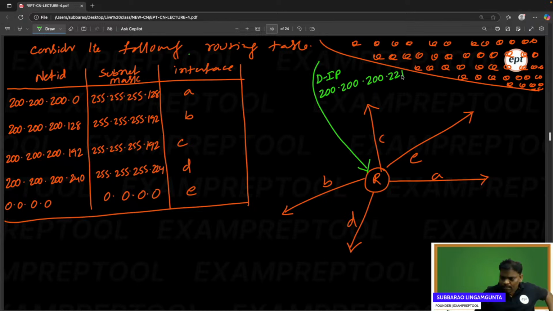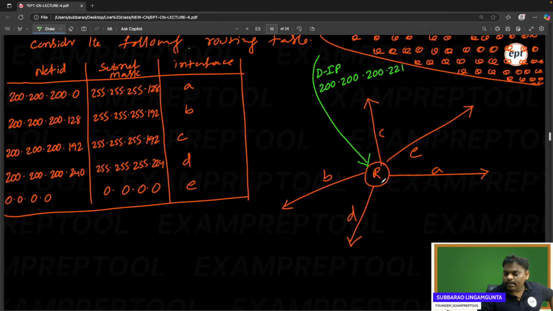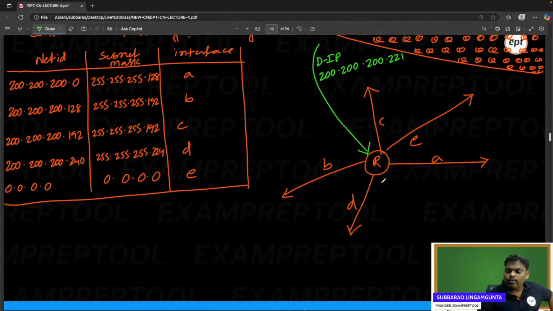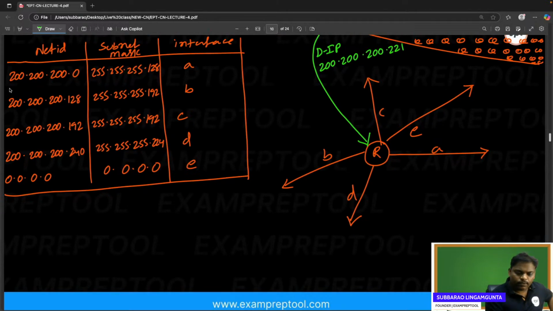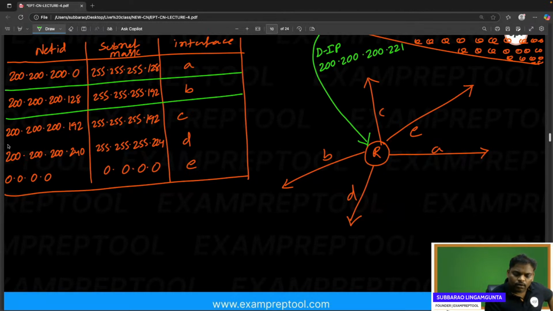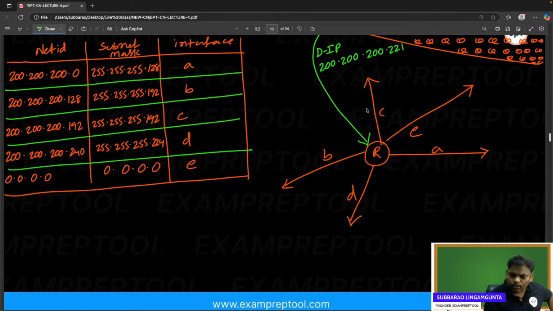So how will it look? Listen everyone. There is one packet with the destination address 200.200.200.221. The router will see the routing table and accordingly take the action. It will go to the routing table's first row. After going to the first row, it takes whatever subnet mask is there.